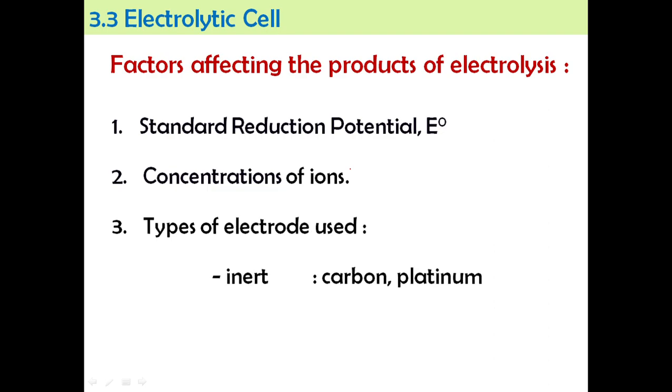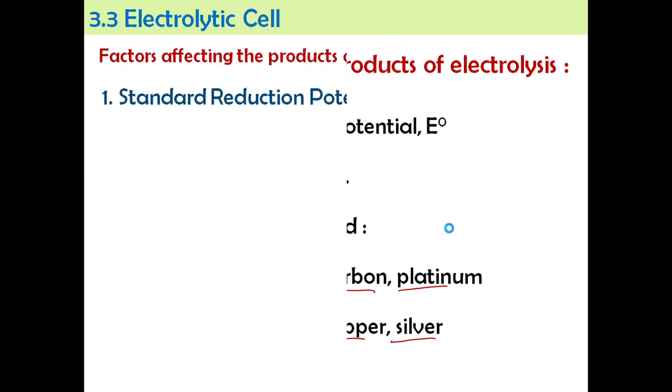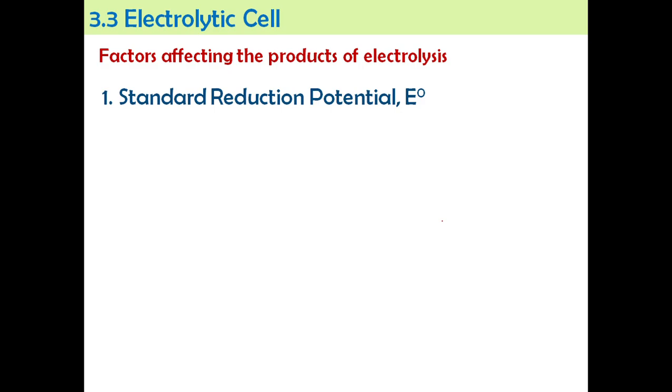Okay, untuk electrode ada 2 jenis, inert electrode dengan active electrode. So inert macam biasalah boleh pakai carbon atau platinum. Okay, so active electrode ini biasanya kita akan pakai copper dengan silver. Okay, for each of these factors saya akan tunjuk example nanti macam mana. Okay, so first kita tengok dulu SRP or E0 value.